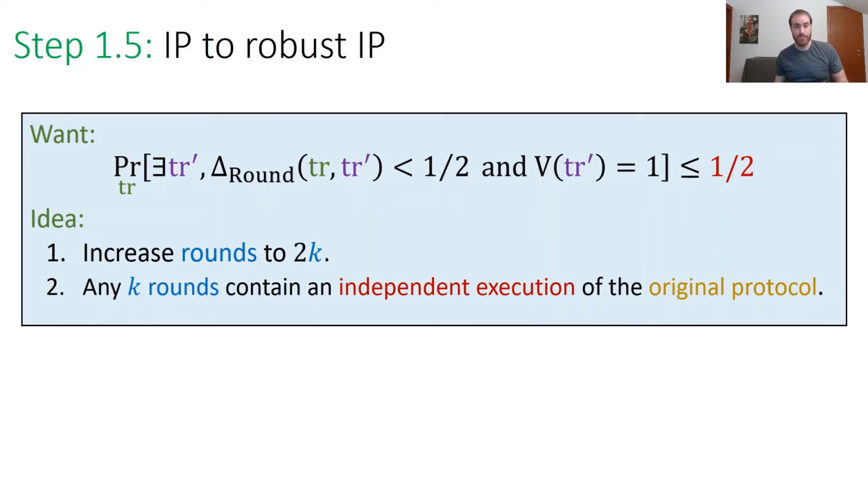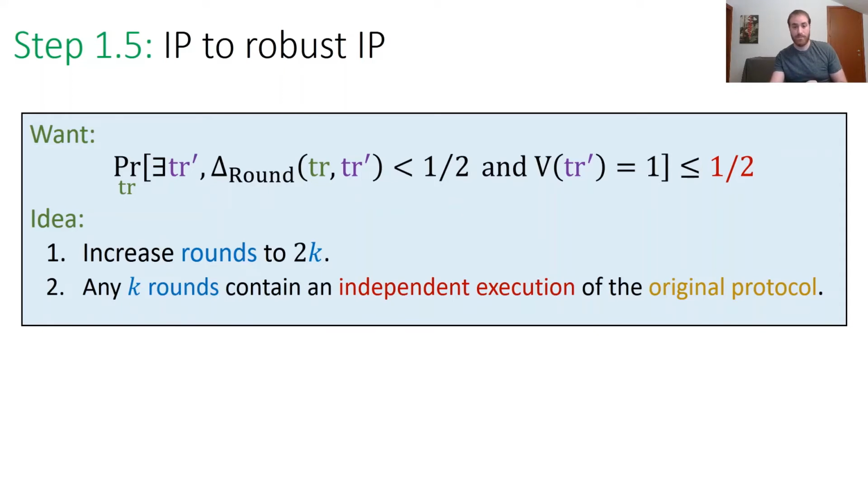And the idea is as follows. First of all, let's give ourselves a little bit of slack, add some more rounds. We now have 2k rounds rather than k rounds. And now the idea is that any subset of k rounds, of these 2k rounds, will contain an independent execution of the original protocol. Why will this help us? If two transcripts agree, the real transcript and the transcript sent by the prover will agree on 1/2 of the rounds, it will agree on some k rounds, which will contain an independent execution of the original protocol, which will cause the verifier to accept.